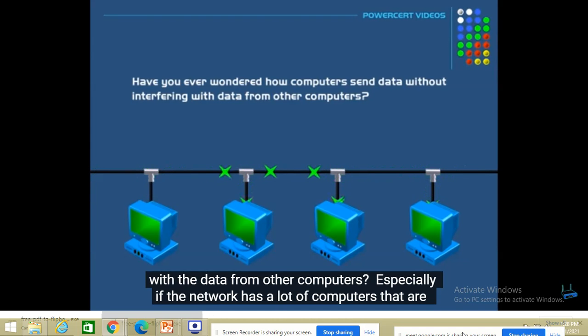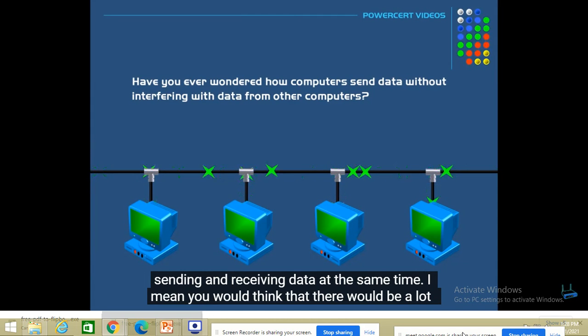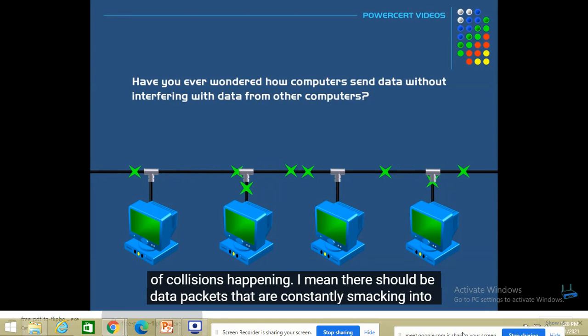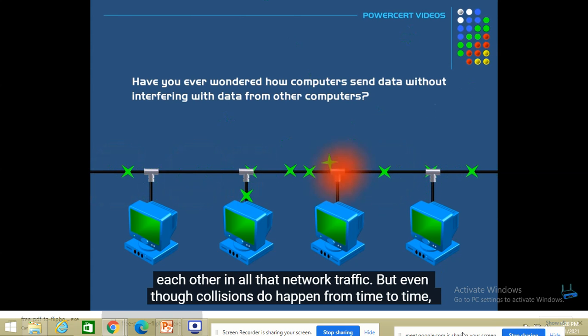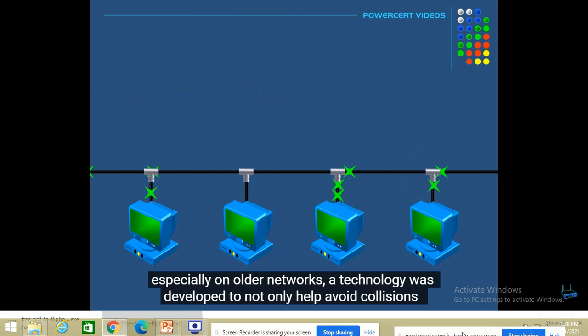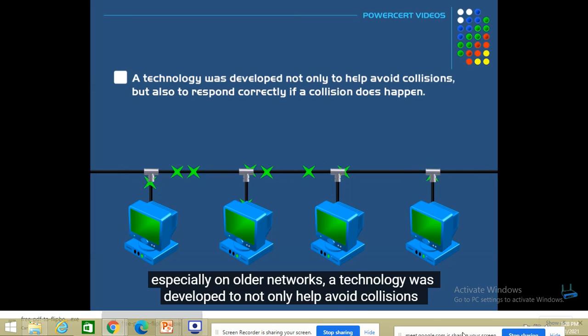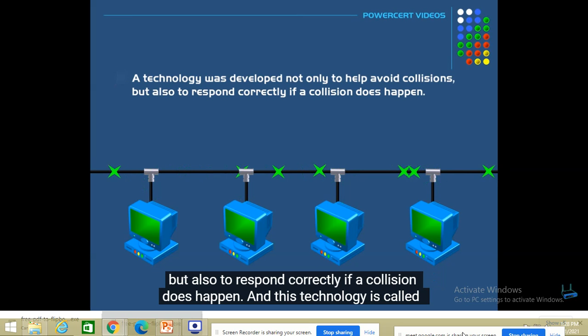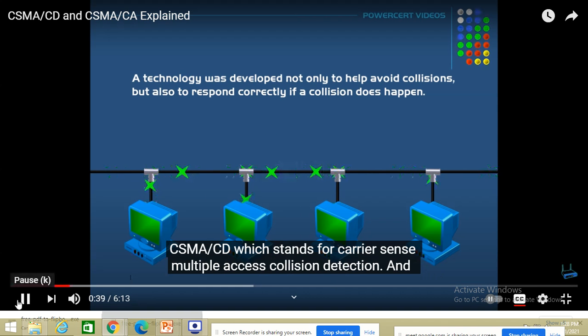Especially if the network has a lot of computers that are sending and receiving data at the same time. So you would think that there would be a lot of collisions happening. I mean, there should be data packets constantly crashing into each other in all that network traffic. But even though collisions do happen from time to time, especially on older networks, the technology was developed to not only help avoid collisions, but also to respond correctly if a collision does happen. This technology is called CSMA.